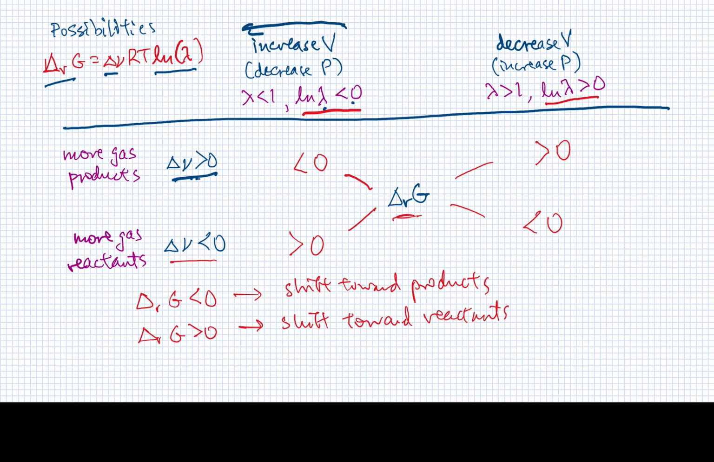Now, I should mention that sometimes delta nu equals 0. And when delta nu equals 0, up here, that means delta G is equal to 0. And what does that mean? It means the reaction is going to stay at equilibrium. It's not going to shift in either direction because the change in volume has not measurably changed the equilibrium condition.